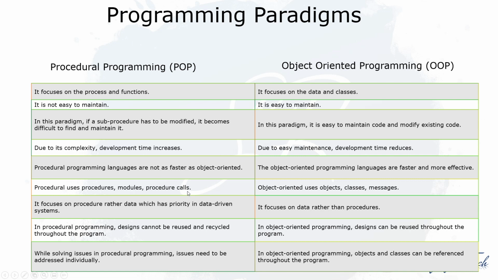That is where object-oriented programming started growing, because its focus was mostly on the data and the classes. So it was easy to maintain the code we were writing. It was modular, and the code could be reused. It was mostly data-driven and easy to program, creating objects, classes, and references throughout the program that you can utilize anytime. So maintenance became easy and development time reduced.